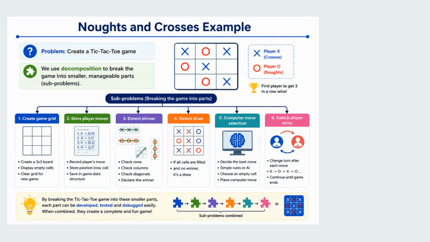Here we can see decomposition in a computer game example. To create a tic-tac-toe game, programmers must solve several smaller problems. They need to create the game grid, store player moves, detect winners, detect draws, and program computer moves. Breaking the project into parts makes coding easier and more organized.